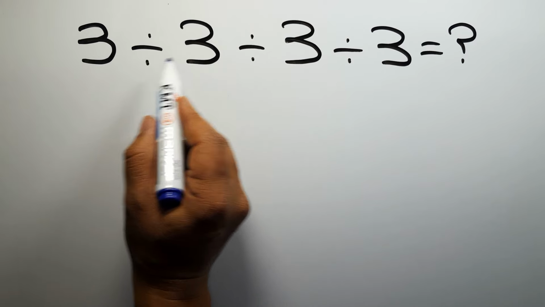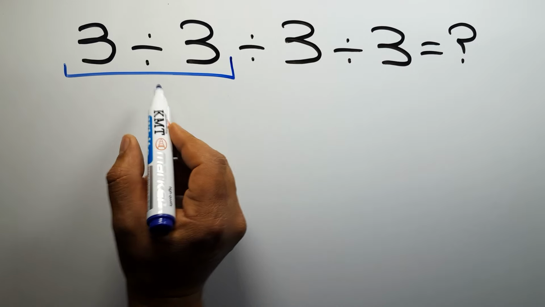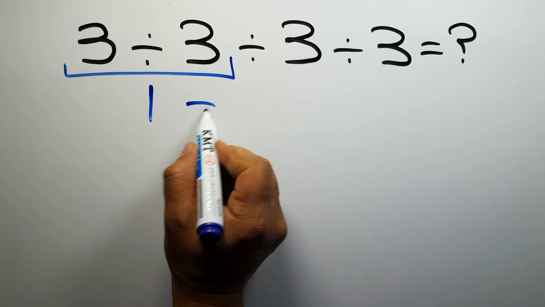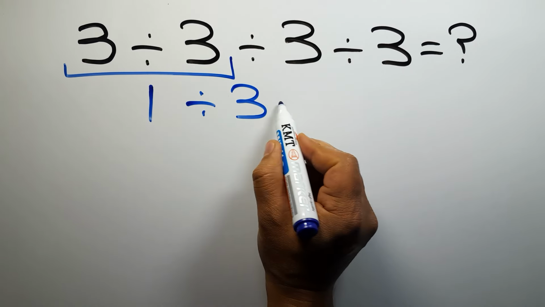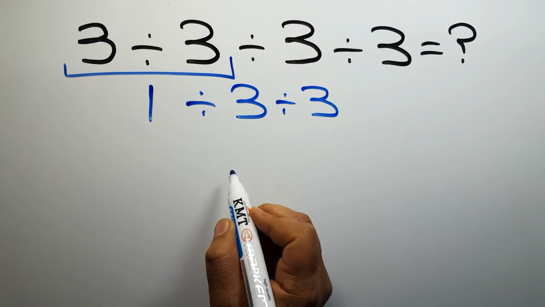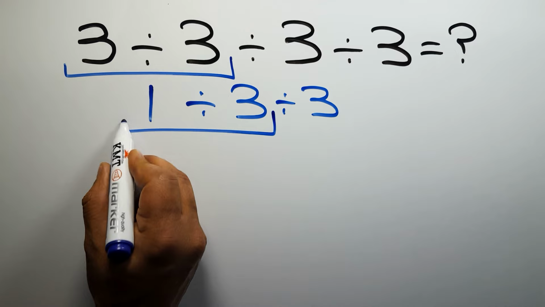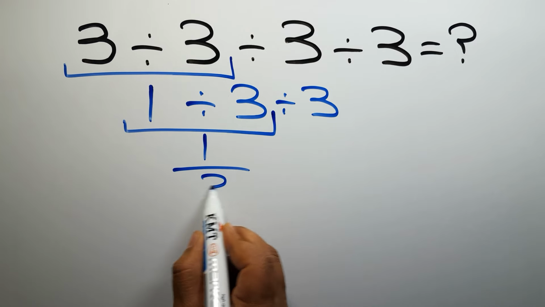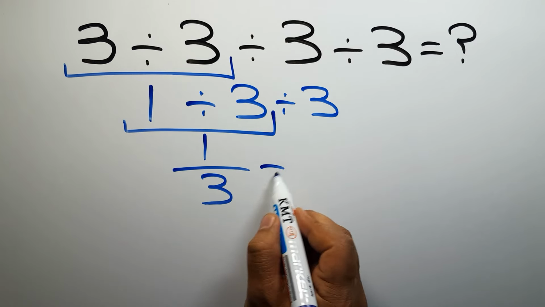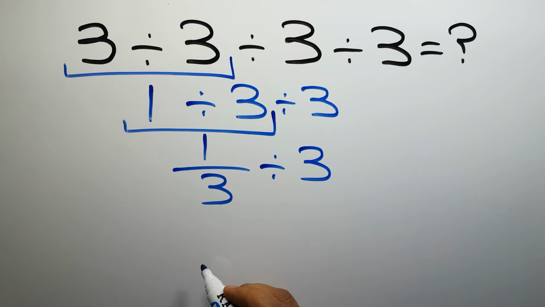Okay, 3 divided by 3 is just 1. So 1 divided by 3 and again divided by 3. Now we have to do this division. 1 divided by 3 can be written as 1 over 3 and divided by 3.